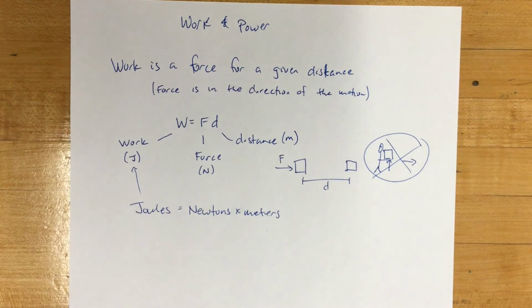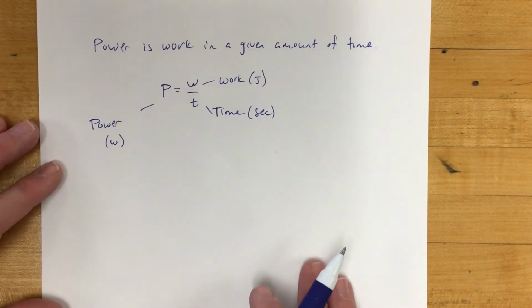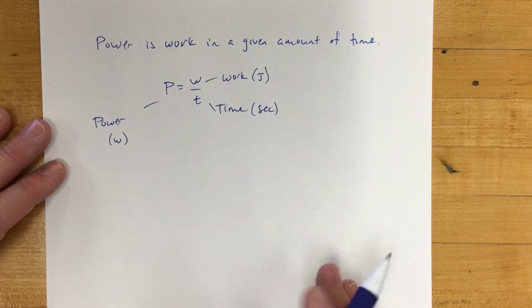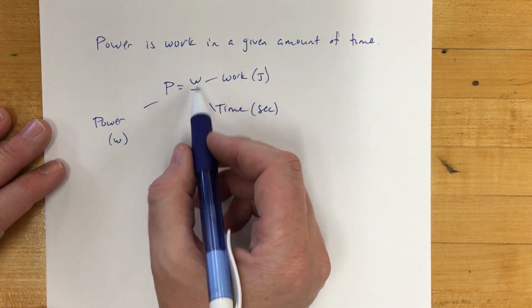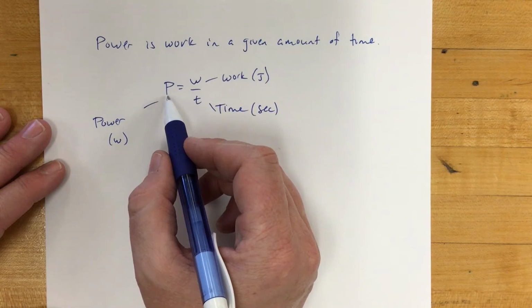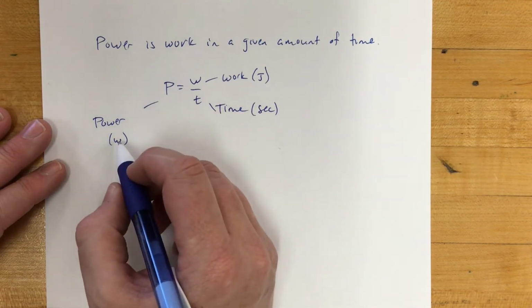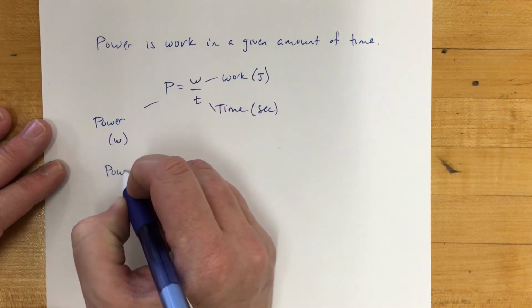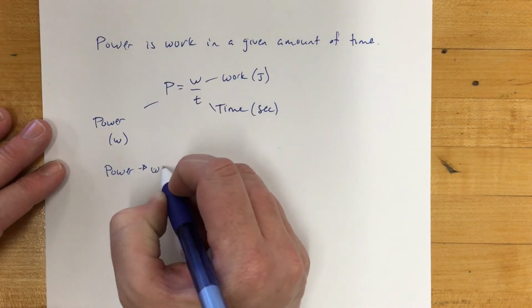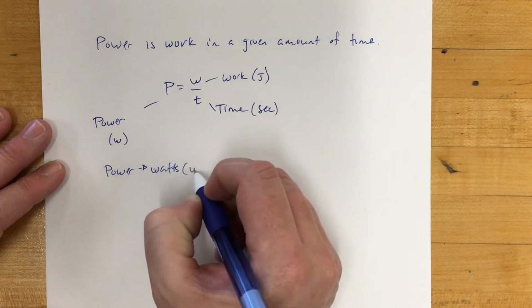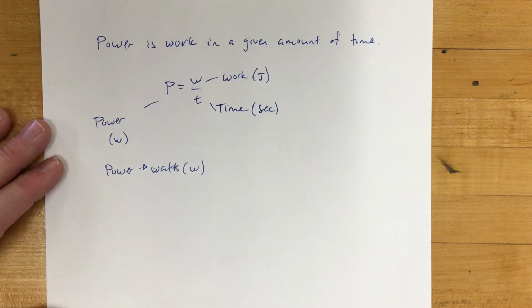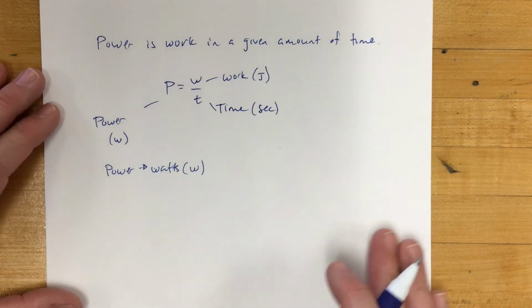Now the other part of what we have is this idea of power. Power is going to be work divided by time. So you can do the same amount of work as somebody else, but if you do it faster, you've used more power. Power is measured in watts. And watts is also represented with a W. Here's where things get a little bit goofy.